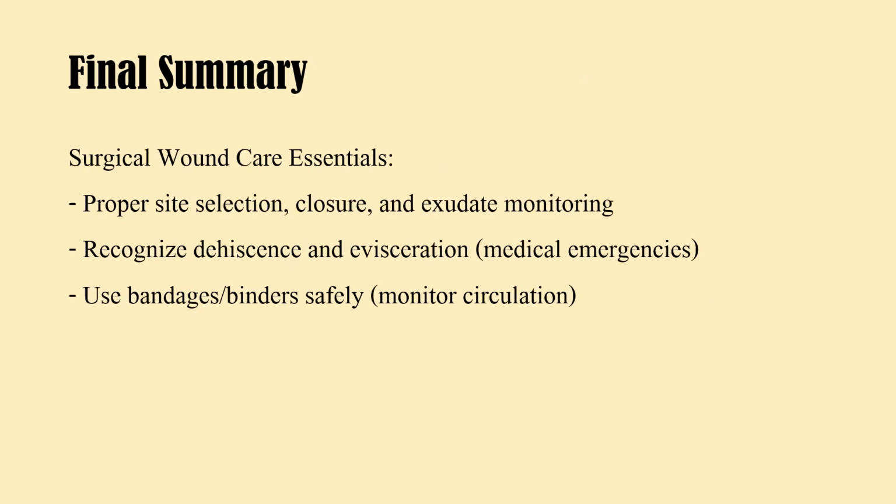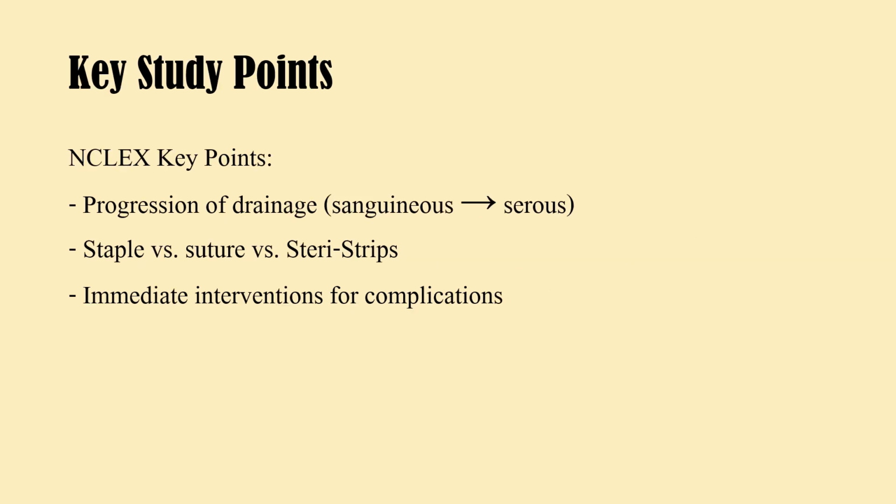In summary, surgical wound care involves selecting appropriate sites, properly closing incisions, monitoring exudate, recognizing and handling complications like dehiscence or evisceration, and safely applying bandages or binders. Key study points for the NCLEX include understanding the progression of drainage from sanguineous to serous, differentiating closure methods, staples, sutures, steri strips, and knowing the immediate steps to take if dehiscence or evisceration occurs.